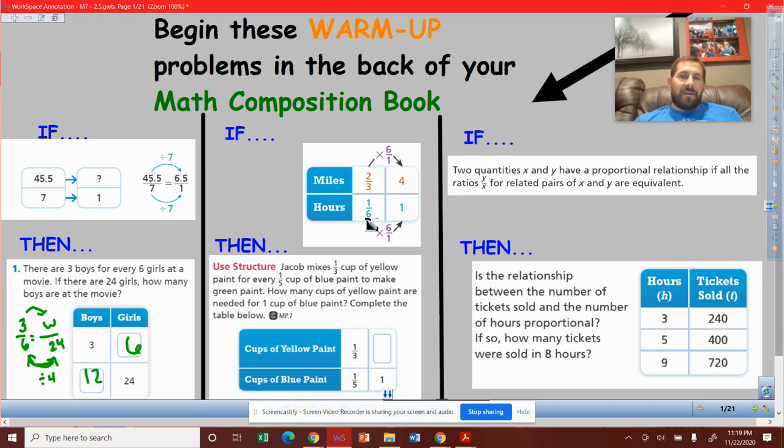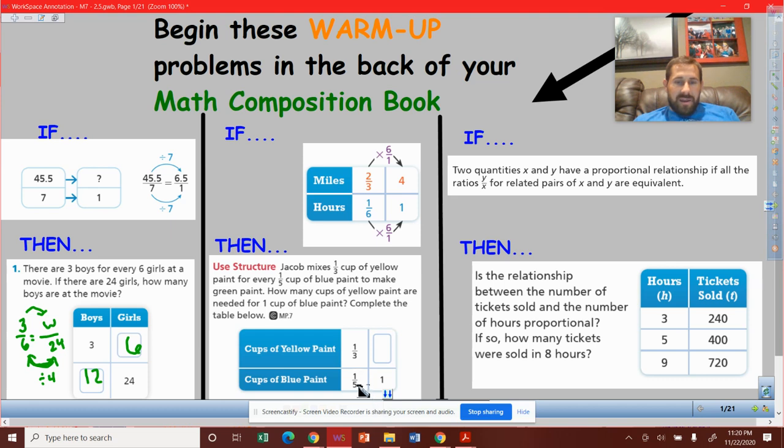So here we're looking at, can we do the same kind of patterns and trends if we have fractions in our ratio or our proportion? Can that be a fraction? I think some of y'all did this in class with me because I asked you as an exit ticket. Jacob mixes 1/2 cup of yellow paint for every 1/5 cup of blue paint to make green paint. How many cups of yellow paint are needed for 1 cup of blue paint? Complete the table below. What you're trying to find out, obviously, is that unknown box there.